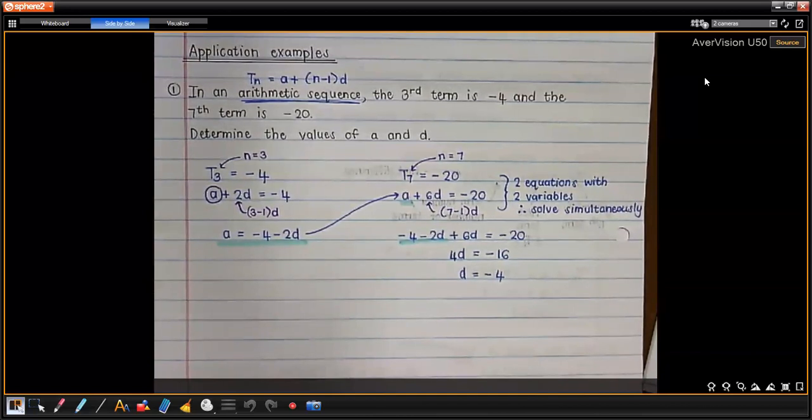Right, there we have the value of D. So the constant difference in this number pattern is negative 4, meaning we're subtracting 4 every time, right? Remember, if the constant difference is a negative number, you are minusing that number.